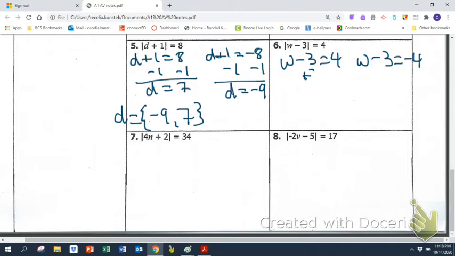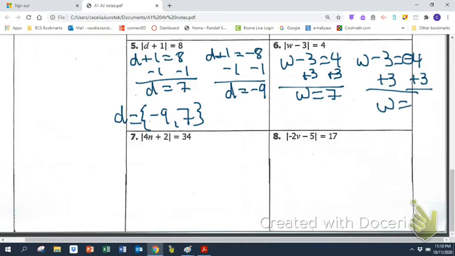So we're going to add 3 to either side. So then w is equal to 7. And on this side, we're going to add 3 to either side. But this time we're adding 3 to a negative 4. So then we're going to have w is equal to a negative 1. So w is equal to negative 1, 7.